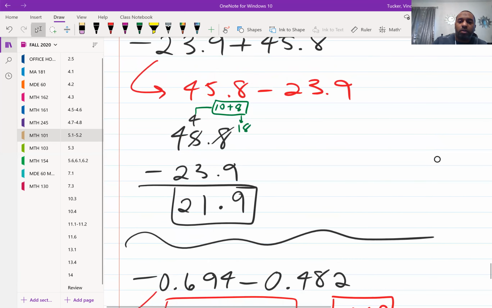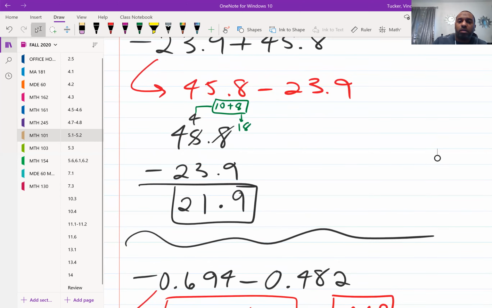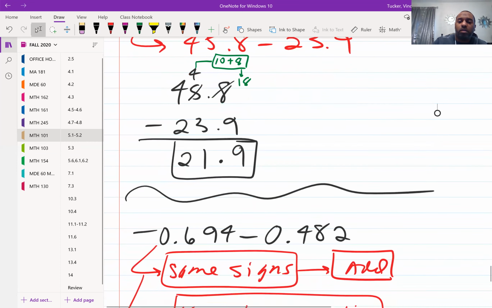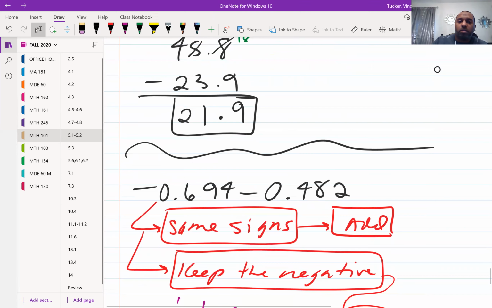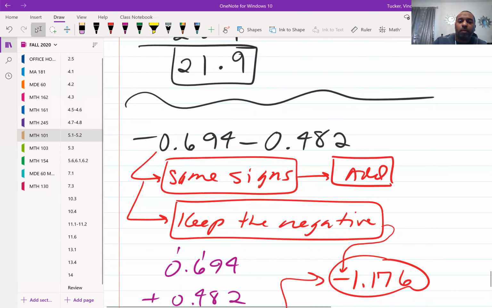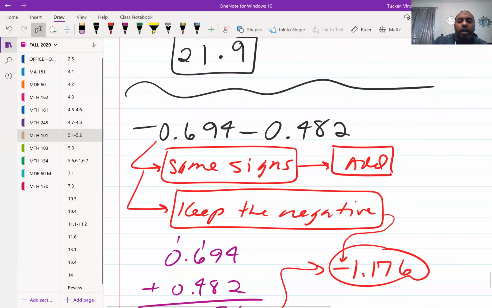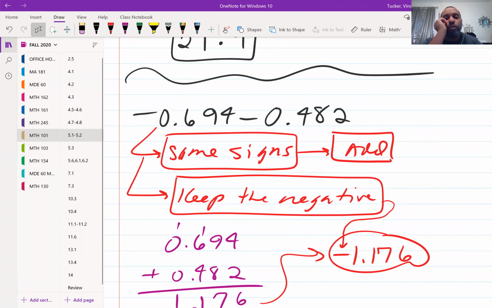All right, questions? Any questions? All right, so here we have a negative 0.694 minus 0.482. So just emphasizing here, don't forget whenever you have same signs, you're going to add the numbers and keep the sign that you have.